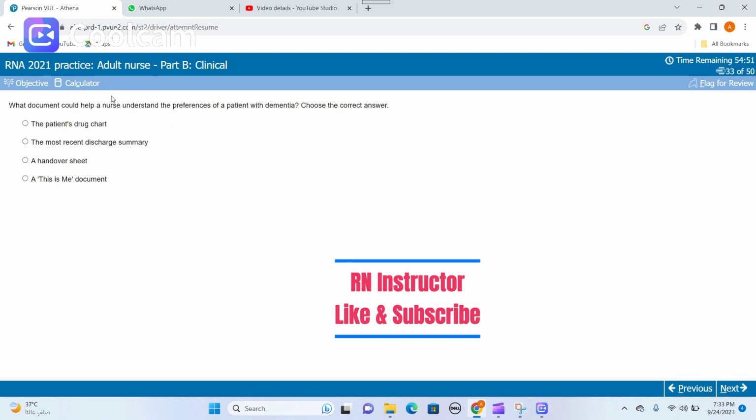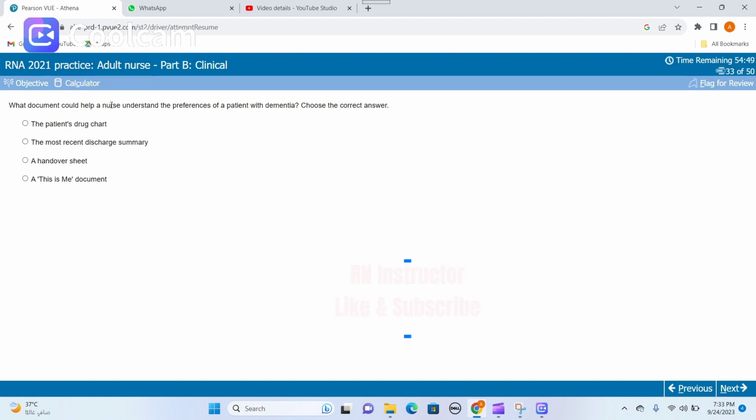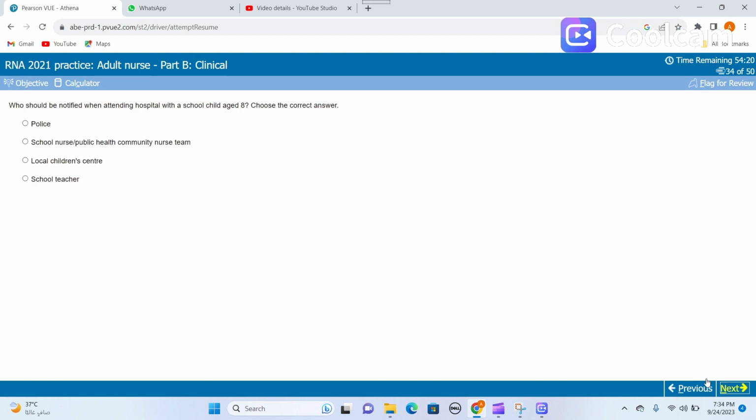the case discussion. What document could help a nurse understand the preference of a patient with dementia? Remember, dementia patients will always have a card or a board. This is the 'This is me' document. Okay, patient drug chart, no. Most recent discharge summary, no. Handover sheet, this is the SBAR that we will be taking for the handover sheet. But how we can understand the patient preference with dementia is this one, the 'This is me' document.